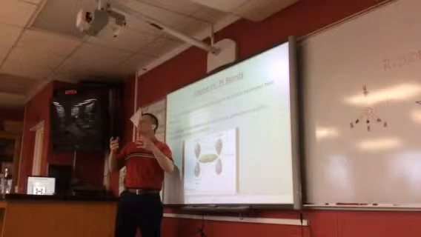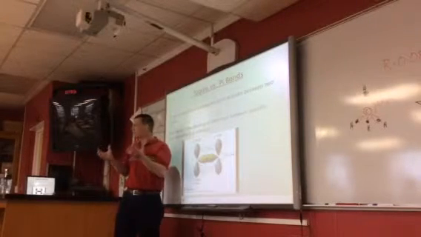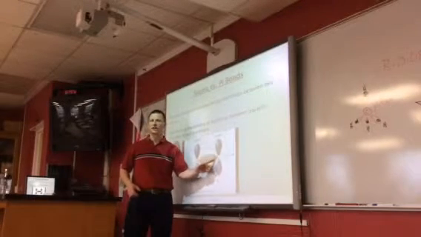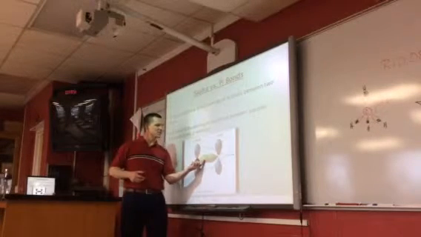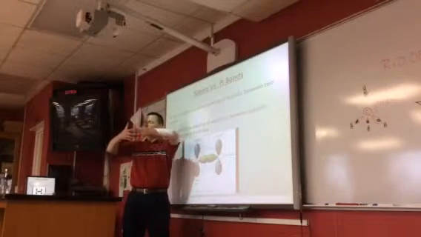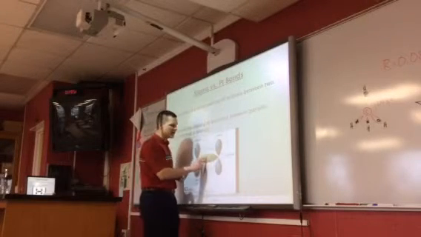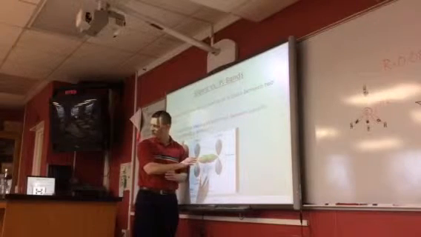I want you to at least see what a sigma bond and what a pi bond potentially look like. A sigma bond is this area in green. A sigma bond happens when a hybridized orbital of one atom overlaps the hybridized orbital of another atom, and they share 2 electrons in this green region. That's what a sigma bond looks like.